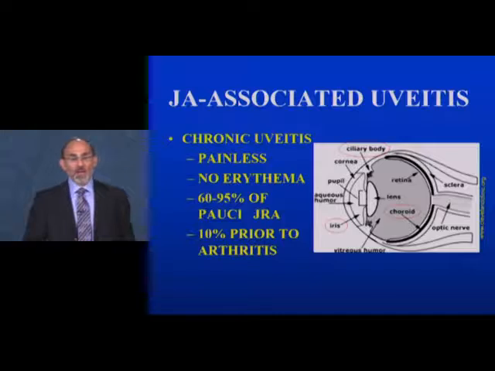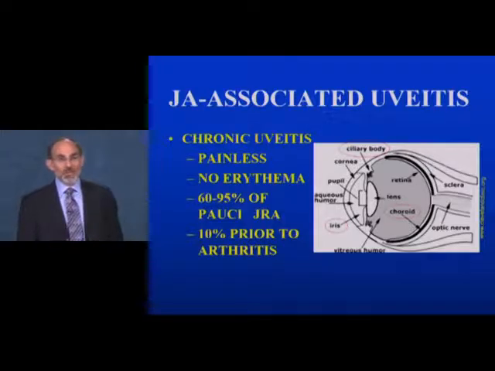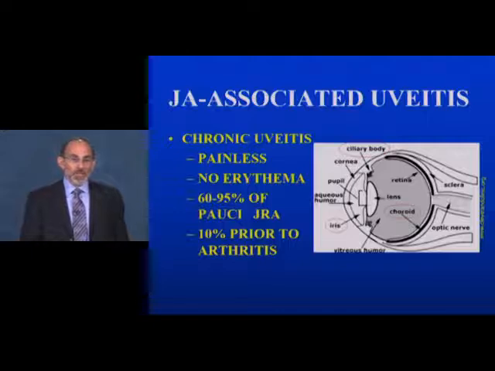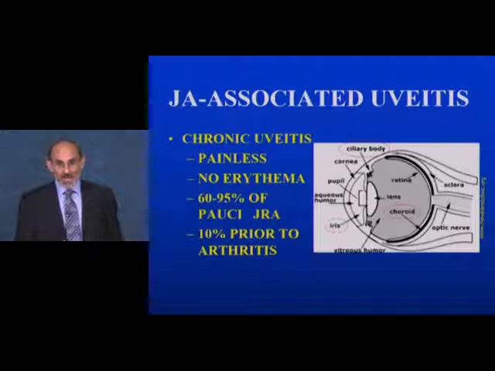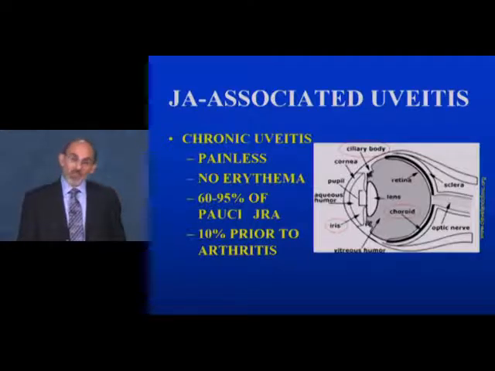And the problem with this kind of inflammation is it doesn't cause symptoms. It doesn't cause redness of the eye or pain, and therefore children are not going to come to the attention of the doctors when they present with uveitis before arthritis, as occurs in 10% of cases of juvenile arthritis. It may smolder and cause severe ocular damage. If the children are not screened for uveitis after the diagnosis is made, the same thing can happen.